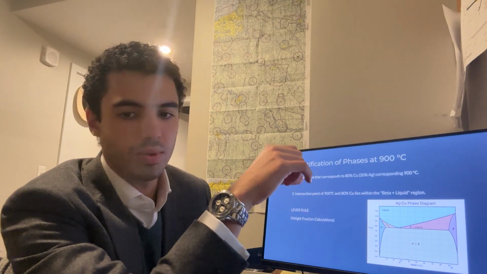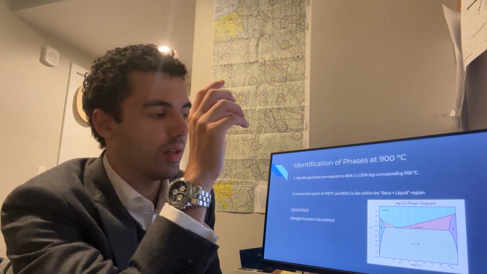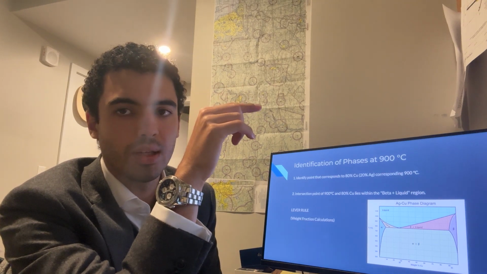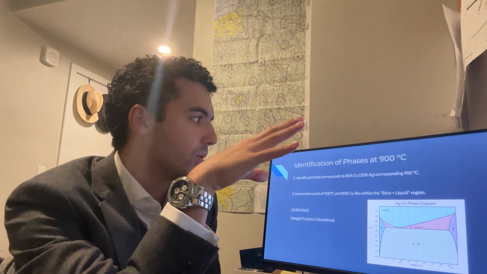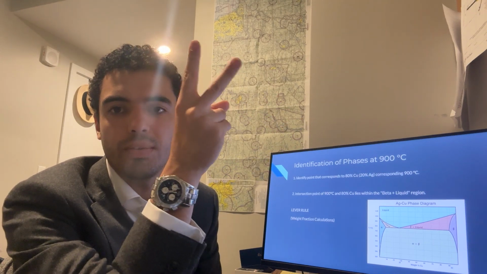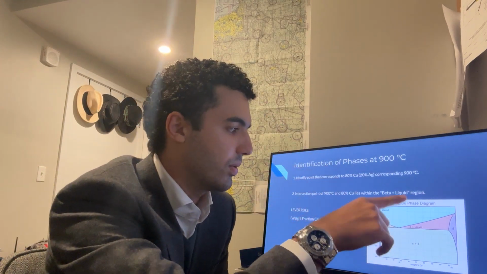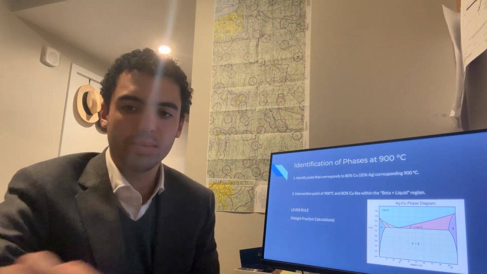this intersection point of 80% copper will lie within the beta plus liquid region, and the conclusion of this is that basically the alloy consists of two phases. It's the liquid phase and the beta solid phase, as you can see here. And then we can use the lever rule.